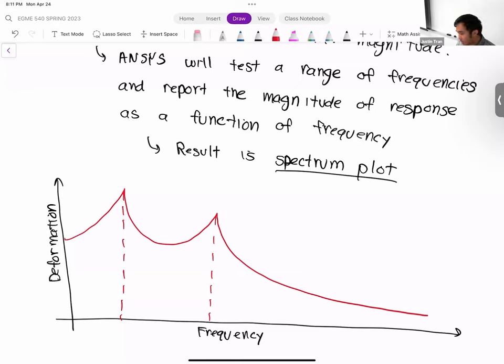What you're going to see in the spectrum plot is that there are going to be a couple of peaks. There will be times when the spectrum plot will spike up, and then go down, and spike up, and then go down. These peaks are going to correspond to the resonant frequencies or the natural frequencies of the structure. Very nice.